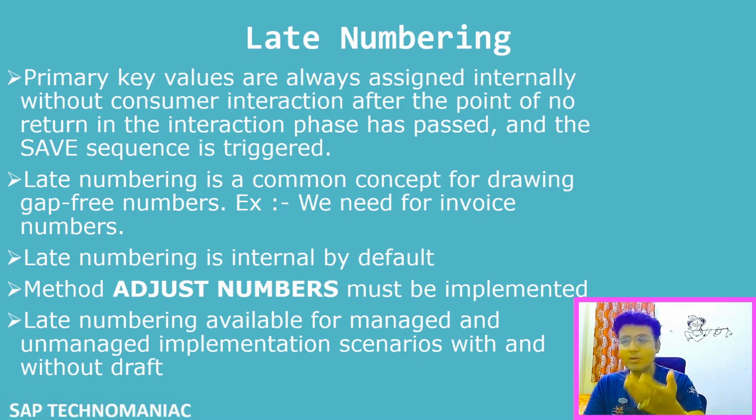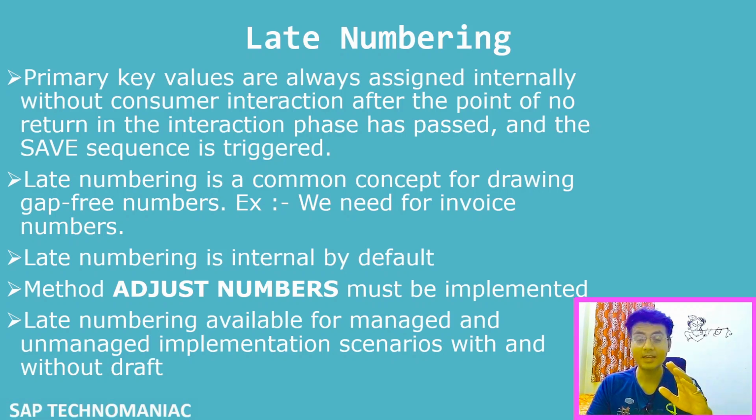Late numbering, common concept. We don't want number gaps, as I already told, and by default it is internal only. Late numbering can't be assigned by the consumer, so obviously it is internal. And one more important thing, there is a different method called adjust numbers, which will be triggered during the save sequence. There we have to implement the late numbering. And late numbering is available in managed, unmanaged, draft, non-draft, all the scenarios. So this is all about the theory. I know this is too much.